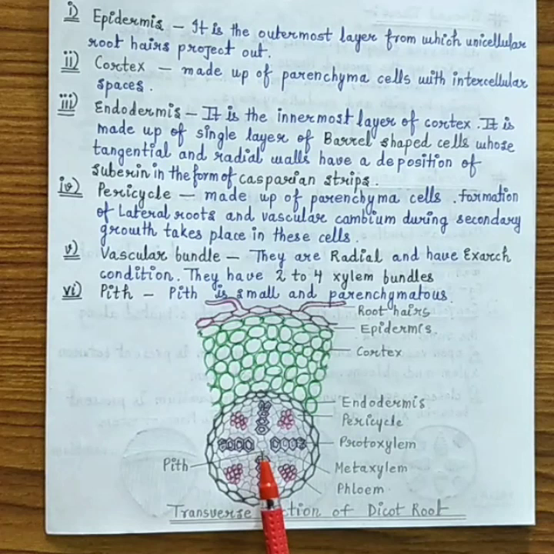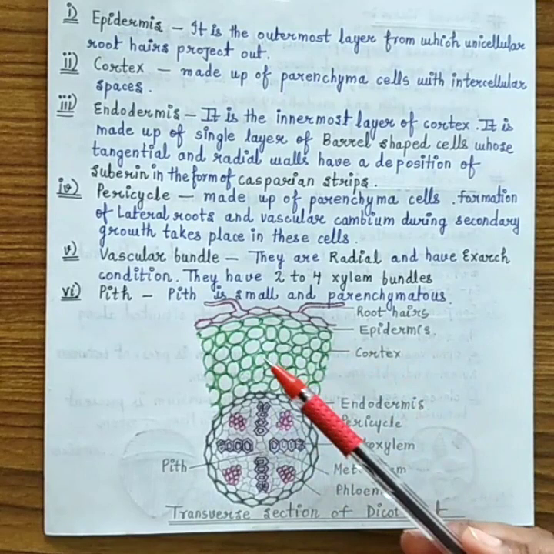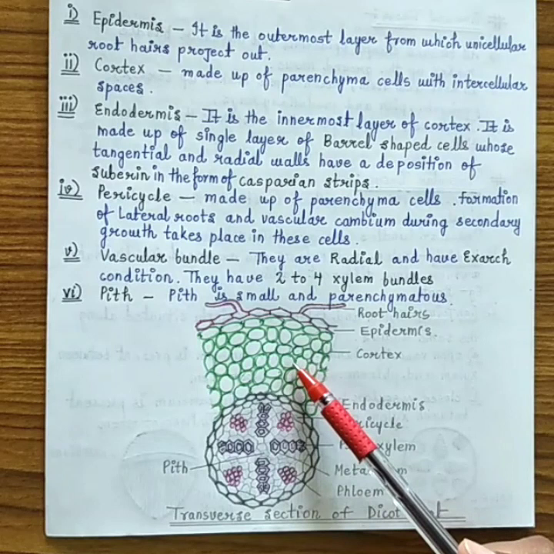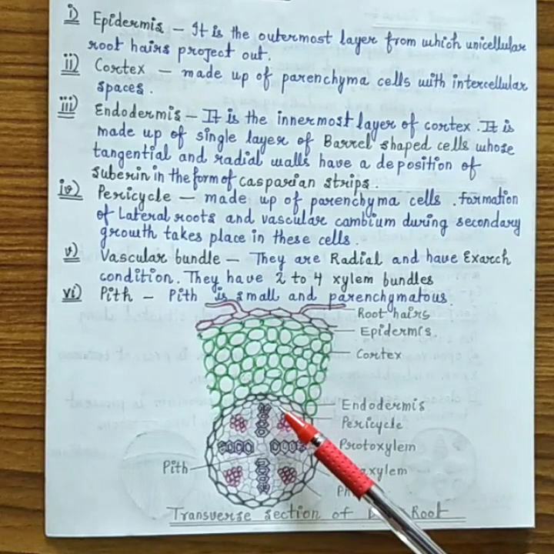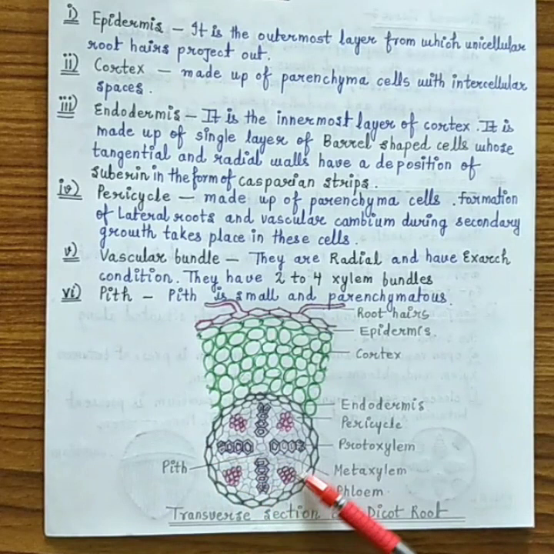So basically jo cheez humne yahan par samjhi, that is that the outermost layer is epidermis, and epidermis is having unicellular root hairs. Then you have cortex jo parenchyma cells ke bane hai, and inke beech mein intercellular spaces hai, that is but obvious because parenchyma cells have intercellular spaces. Now moving ahead, there is endodermis jo cortex ke baad sabse innermost layer hoti hai, and this is made up of barrel shaped cells. Barrel shaped cells ki walls pe suberin ka deposition hota hai, usi deposition ko hum casparian strips bolte hain of endodermis.